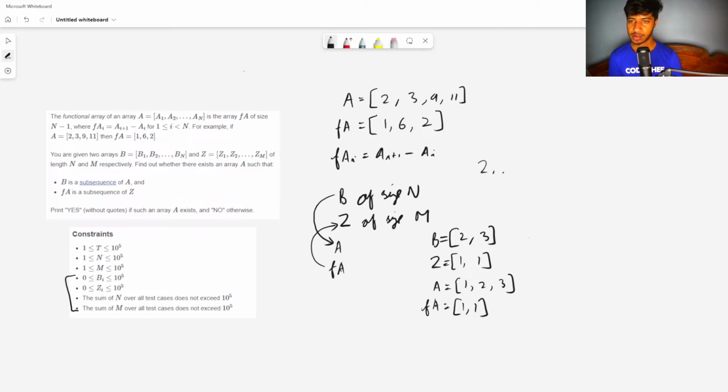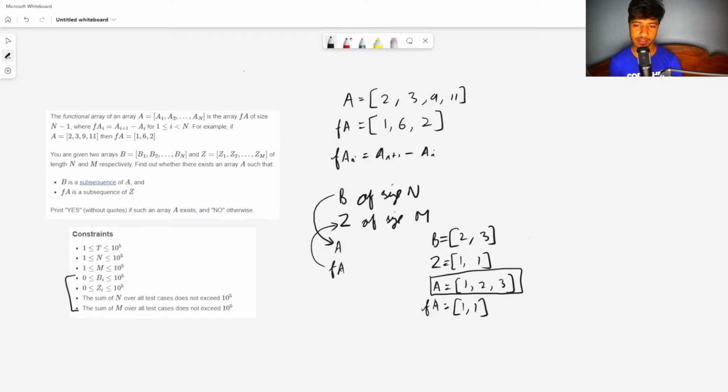So when I said that there must be some elements between 2, 3, it can be no elements also, right? There don't have to be elements between 2, 3 for a subsequence to be a subsequence. So B is a subsequence of A. And is f of A a subsequence of Z? Both are 1, 1, right? Both are equal. So f of A is a subsequence of Z. So this is a valid A for this B and Z, right?